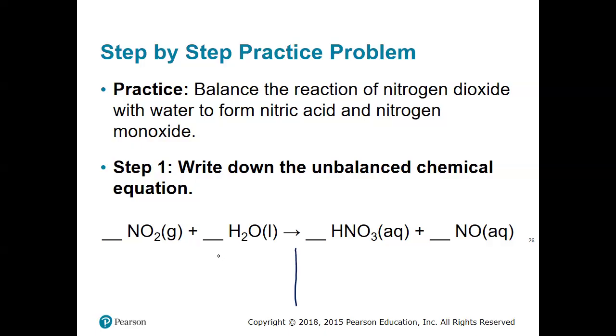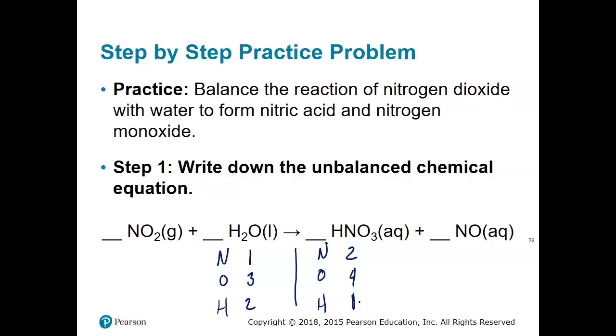This reaction has nitrogen, oxygen, and hydrogen in it. And now I'm just going to count out each side. I've got one nitrogen on this side. I've got 1 and 1, so a total of 2 nitrogens over here. For oxygen, I have 2 and 1 for a total of 3. On this side, I have 3 and 1 for a total of 4. And for hydrogen, I have 2 on this side and 1 on this side.